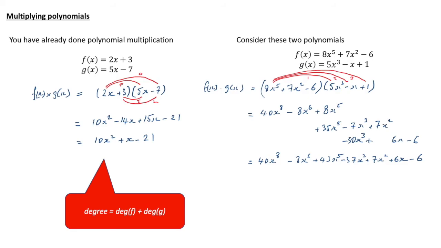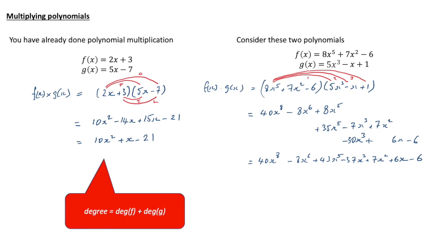Then when we get to x to the power of 5, we've got 8x to the 5 plus 35x to the 5, which is 43x to the 5. Then we have minus 7x cubed plus minus 30x cubed, which is minus 37x cubed. 7x squared is added to nothing, and the same with the 6x and the minus 6. So we end up with that horrible looking thing.